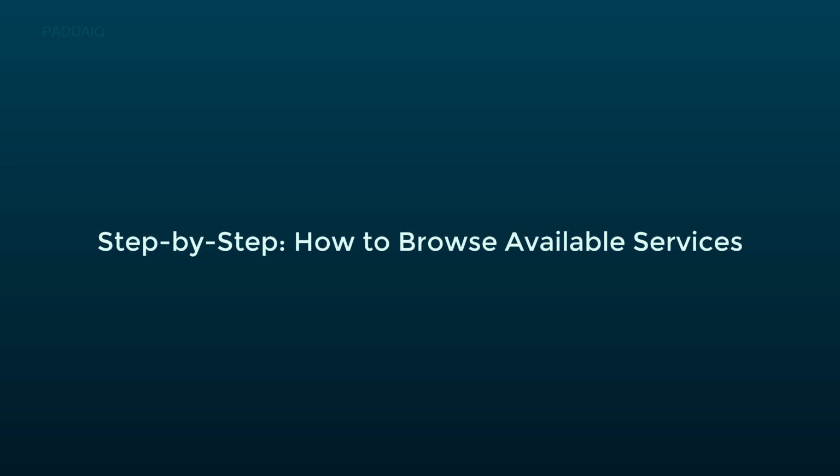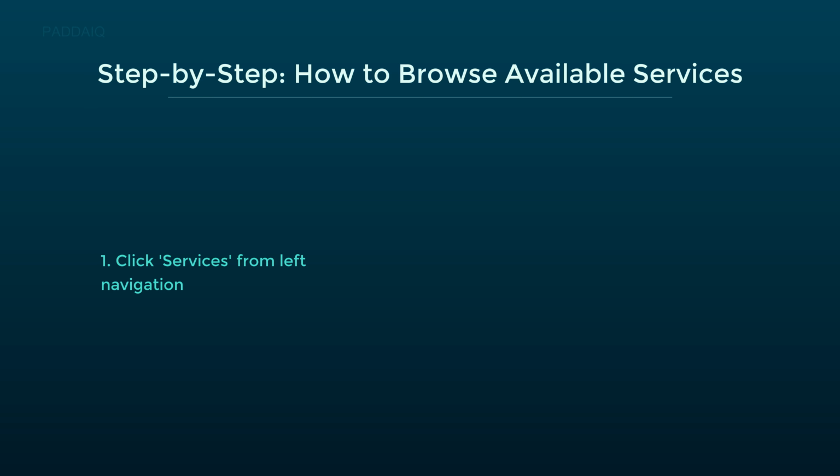Browse available services through these simple steps. 1. Click Services from left navigation. This opens the services catalog where all available BTP services are listed. For example, when looking for database options, you'd click here to see services like SAP HANA Cloud. This simple action is your starting point for discovering and accessing all BTP capabilities.